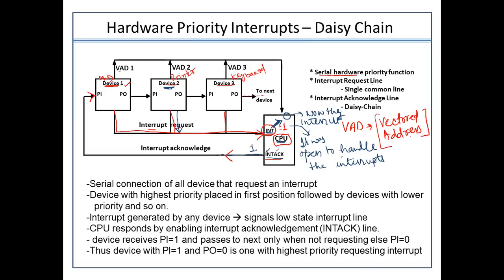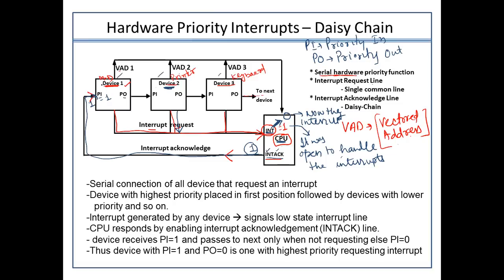Now it is the job of the processor to look at which particular device has sent the request. As this value 1 is coming from the interrupt acknowledgement signal, this 1 will go here. Now this PI stands for priority in, and there is PO, which is the priority out. So what does it signify? This PI is equal to 1 here.